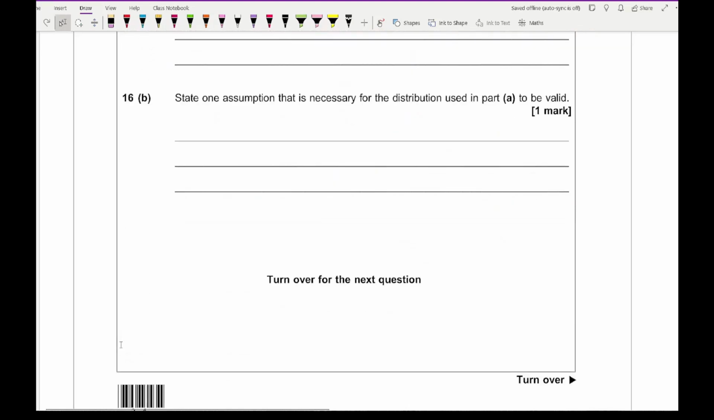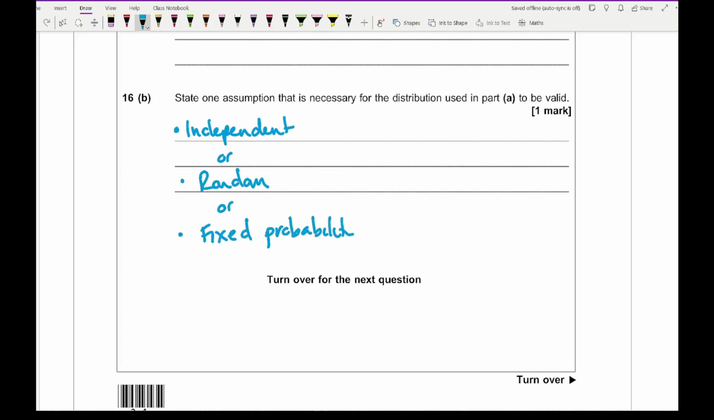It then says for 16b, state one assumption that is necessary for the distribution used in part a to be valid. So you either want to give something along the lines of that it's going to be independent, or you want to say something along the lines of that it's randomly selected, or you want to say something along the lines of that there's a fixed probability of success of solving a puzzle.